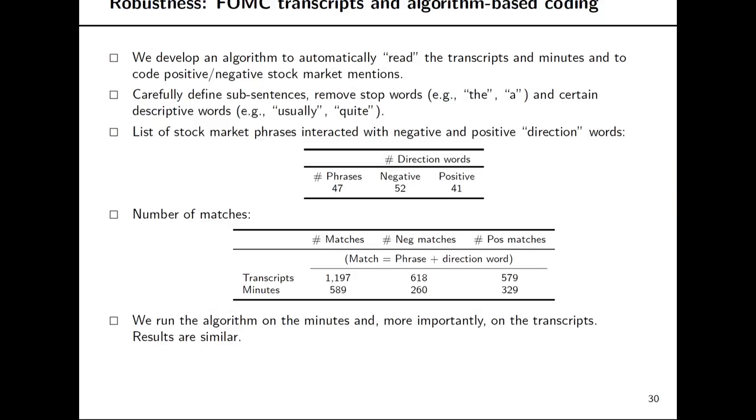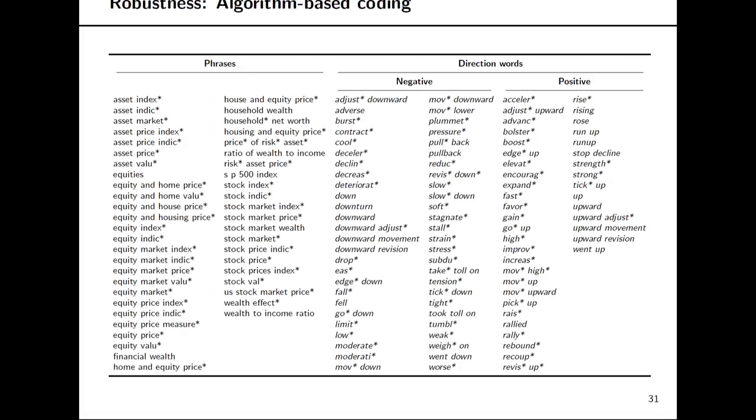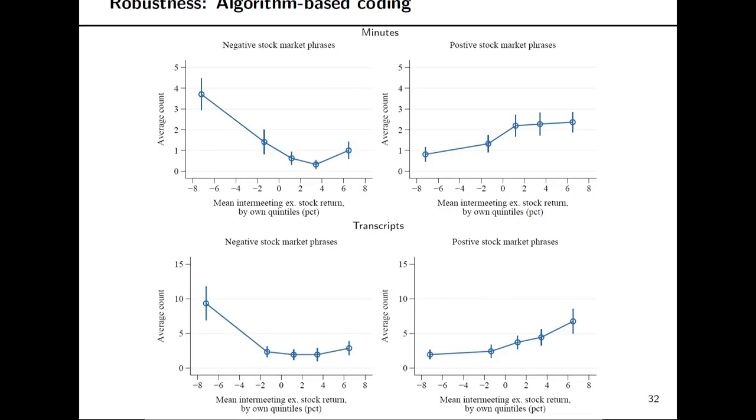Now we want to check that this is robust using the transcript. So we teach Python to think like an economist, in the sense that we want to tell the code, okay, look for the word or the phrase stock market, and then look for whether it says going up or going down near the phrase stock market. That's a little harder than it sounds. There are a lot of different ways you can say stock market, many different ways you can say down, and many different ways you can say up. But once you have trained the code on the minutes, where you have already vetted manually and you know what the paragraph is saying, you can then run the same thing on the transcript and you get similar relations.